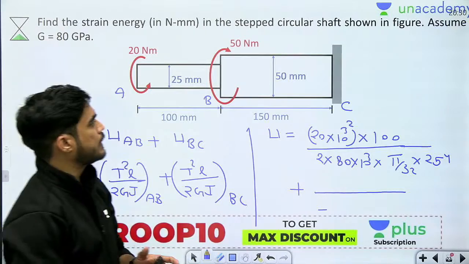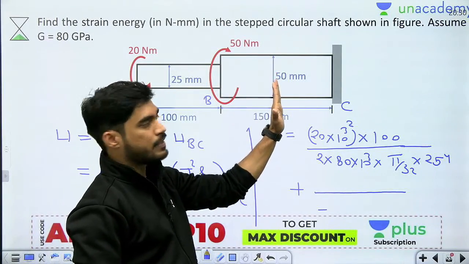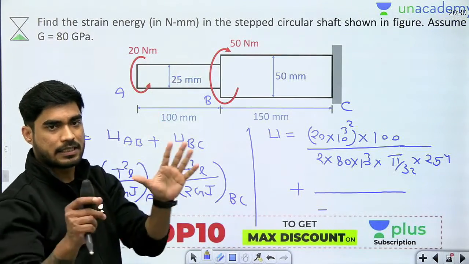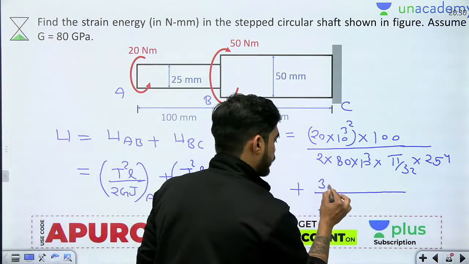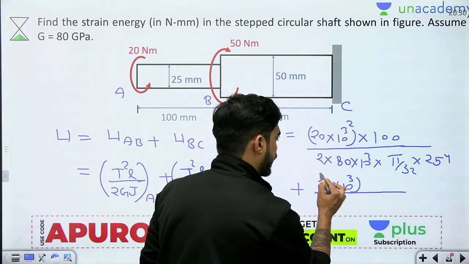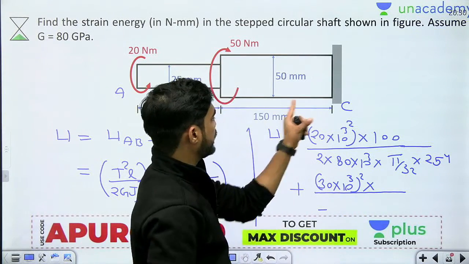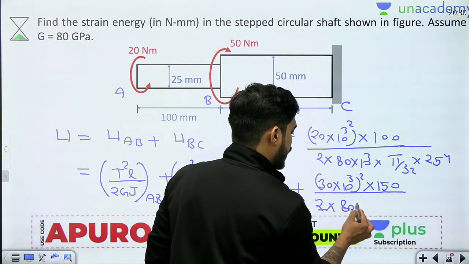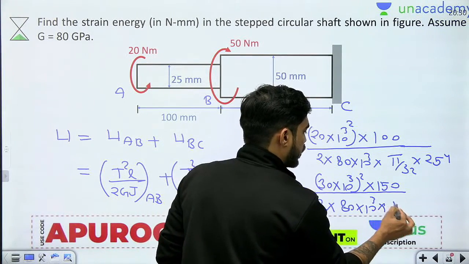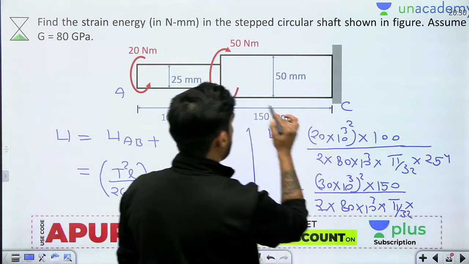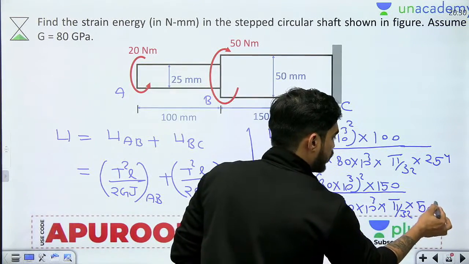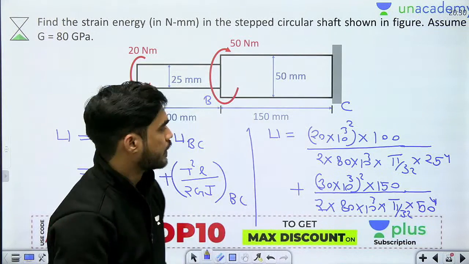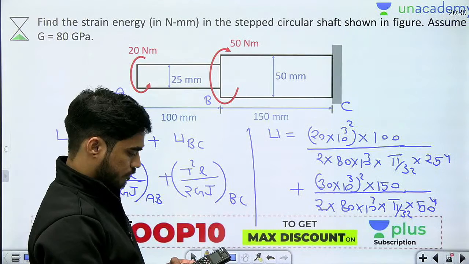So what is the torque in BC? If I consider a plane in BC, on the left side total torque will be 20 minus 50, that is 30. So that will become 30 into 10 to the power 3 whole square. Length of BC is 150 divided by 2 into G into J. Diameter of BC is how much? 50. So just put the values in the formula and you will get the answer. What are you getting? Can you tell me?